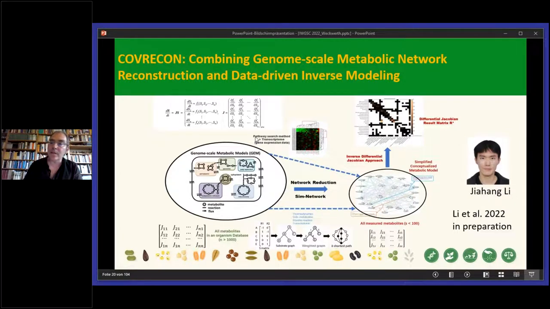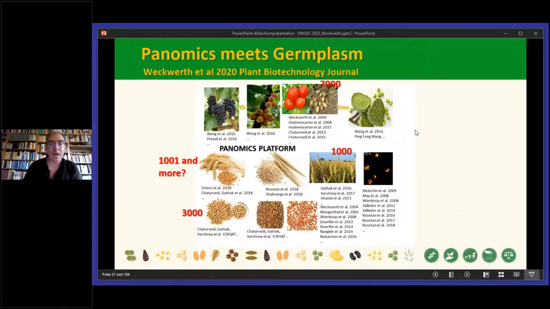He automated the metabolic reconstruction from a full genome sequence to reduce the network and adapt this to the measured metabolite, protein, and transcript levels, so the state variables which we can actually measure. And then we have an adapted metabolic network which can be used to calculate the regulation in the system by the differential Jacobian. We have applied this now to many different systems in germplasm collections. Actually, I will go more into detail on this in a minute.